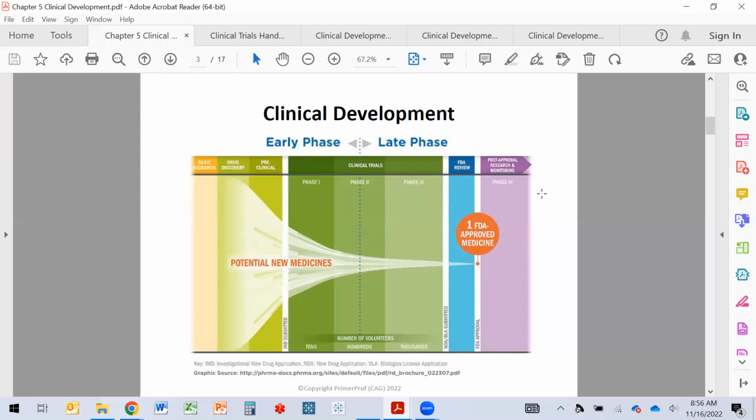trial called phase four. And you can see on this pictorial that you start with a whole lot of medicines on the left hand side, potentials. Then you narrow your way down all the way through to one FDA approved medicine. The number of volunteers, and we'll review this in the later slides, on phase one is about tens of patients, phase two is about hundreds of patients, and phase three is about thousands of patients.